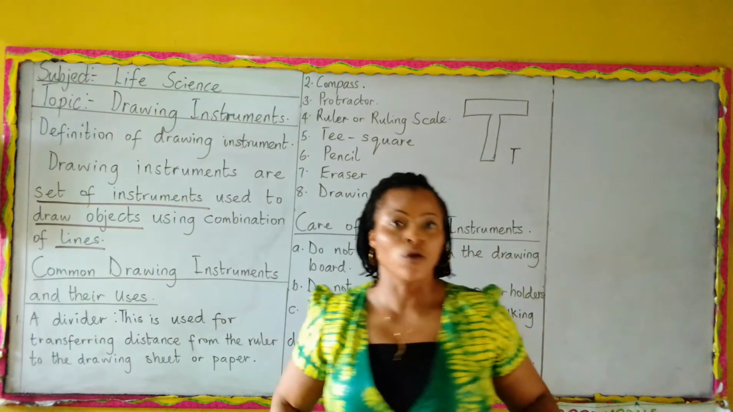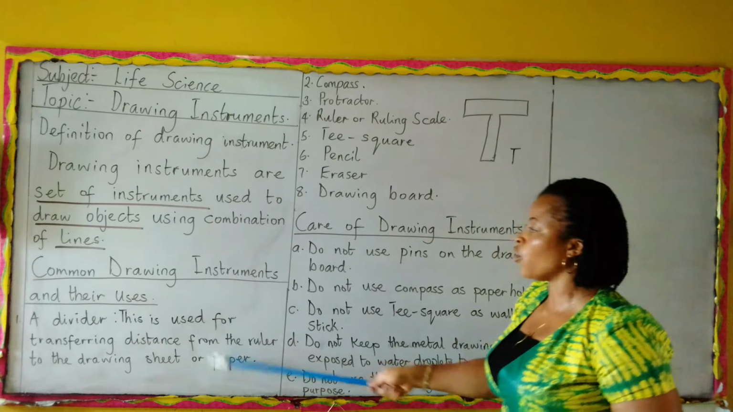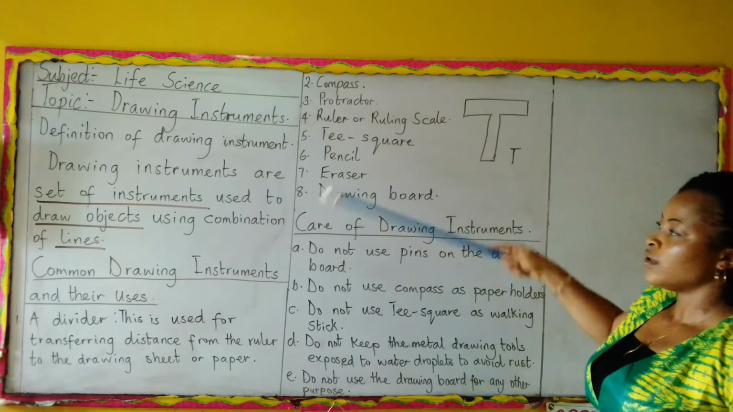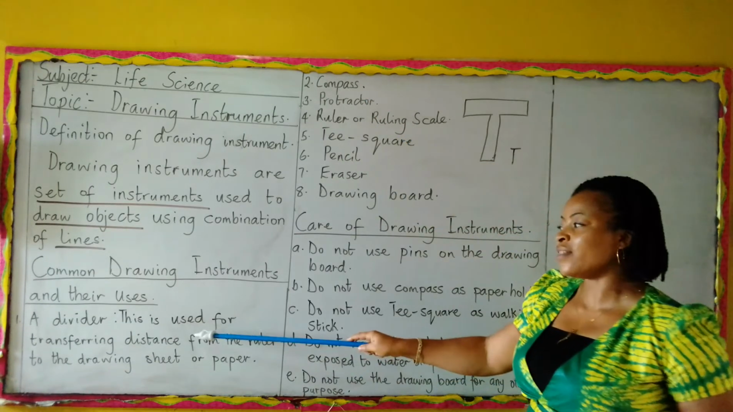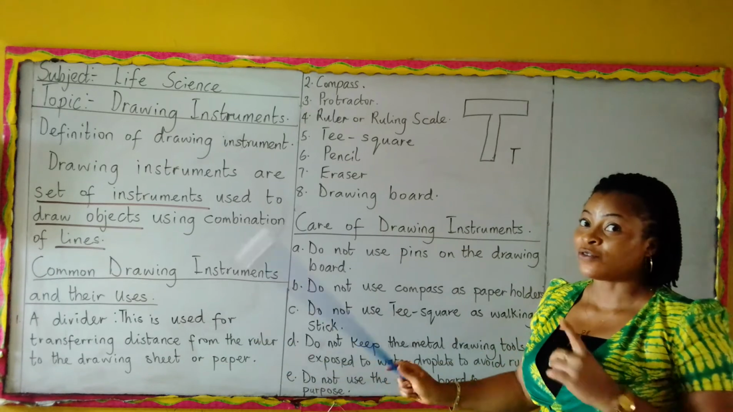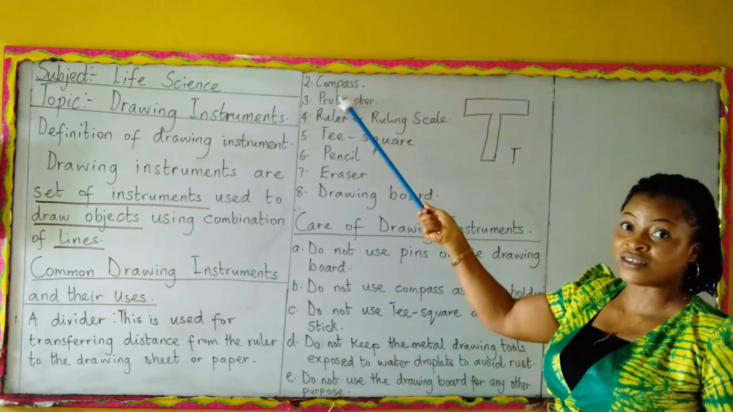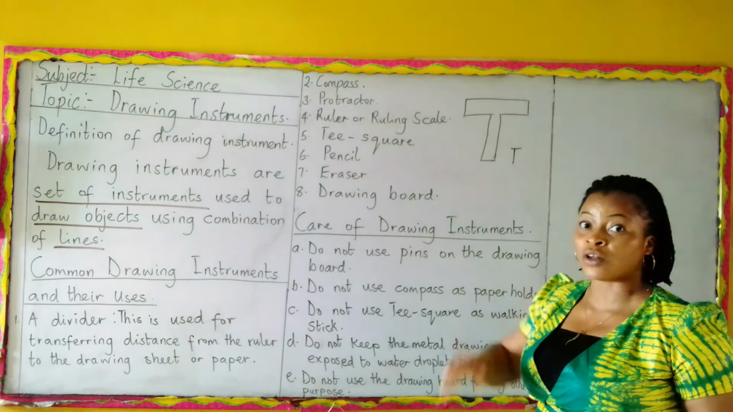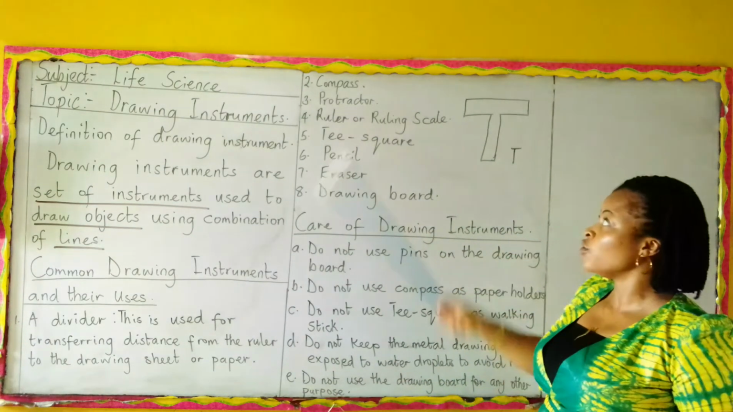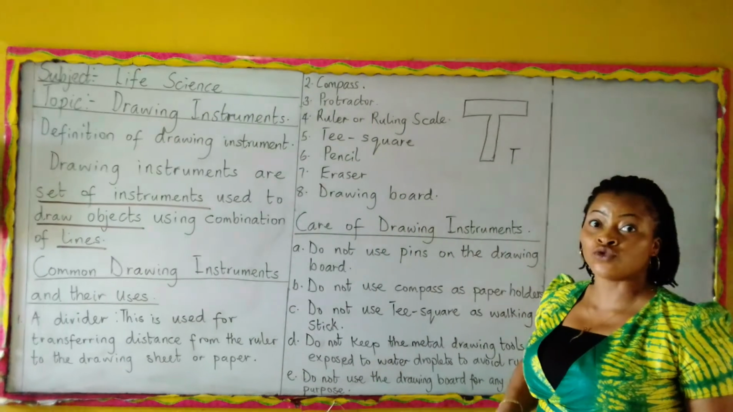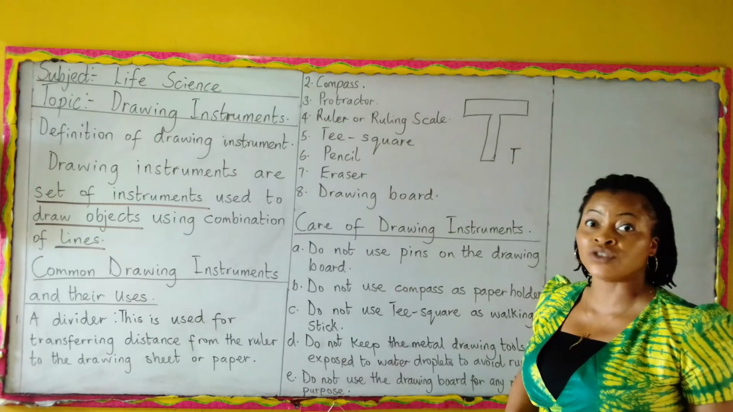So that is all about the uses of all these drawing instruments. You remember this? To transfer what? Distance from your reading scale to a sheet of paper. You remember this? A compass. We use it to make what? Arcs and circles. You look at the protractor. We use it to draw what? Angles and measure what? Degrees.